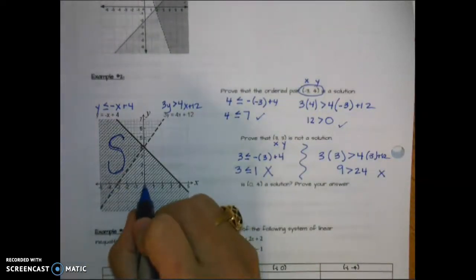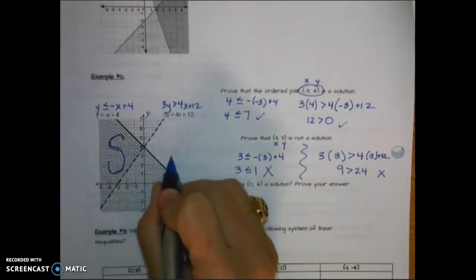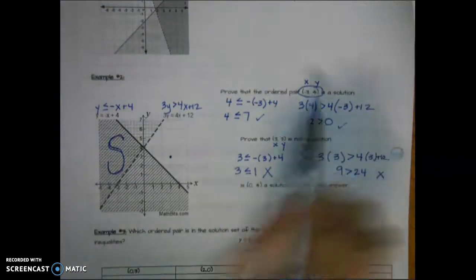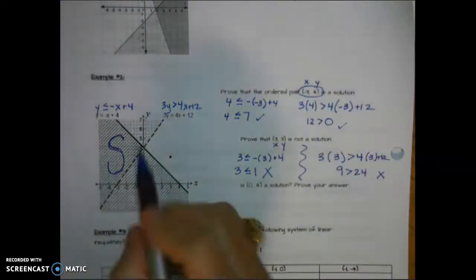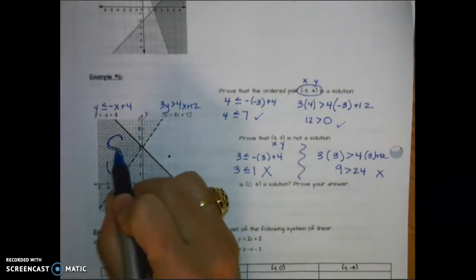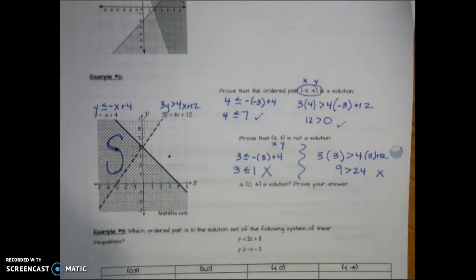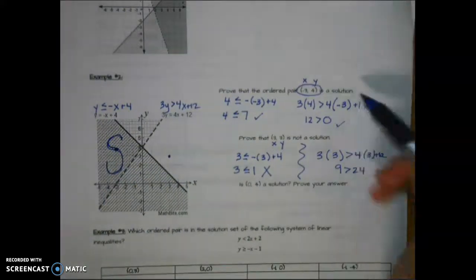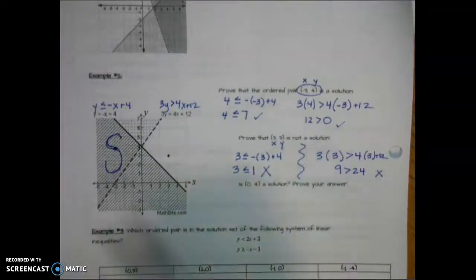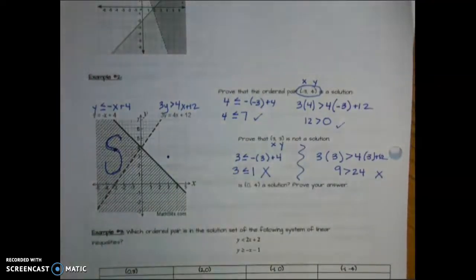Right, we were talking about the point 3, 3, so let's look at what that looks like graphically. So here's my origin, 1, 2, 3, 1, 2, 3. Is that in the double shaded region? No, so it's not a solution. Let's go back and look at this point graphically. Negative 3, 4. So here's my origin, 1, 2, 3, 1, 2, 3, 4. Is that point in the double shaded region? Yes. So that's why this one is a solution. It's in my double shaded region. And this one is not a solution because it's not in the double shaded region.